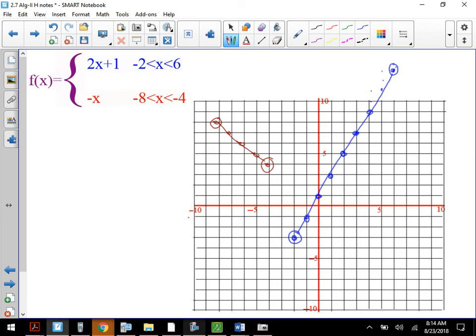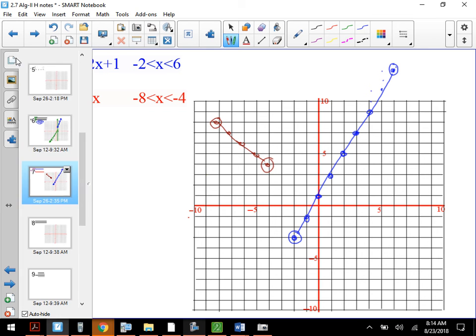Now, let's talk about the other one that's in this section. It's called the step function. What do steps look like? Like this? Or like this? Or like this? So they're just basically steps.